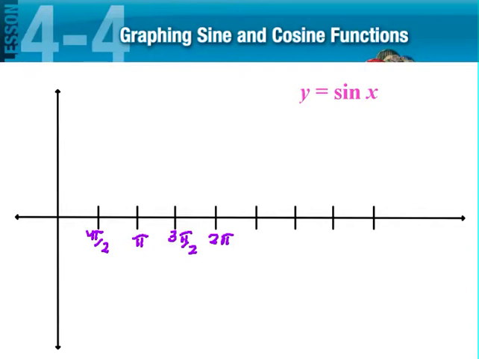Now, when I look at my chart, specifically like sine of 0, what is the sine of 0? It is 0. That's correct. So I know that my graph is going to have a dot at 0, 0. Now, I need to know what the sine at 90 is, or what the sine at pi over 2 is.